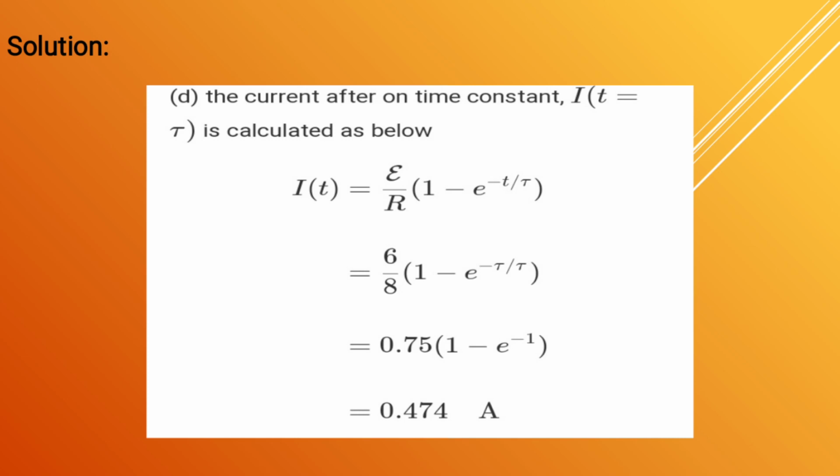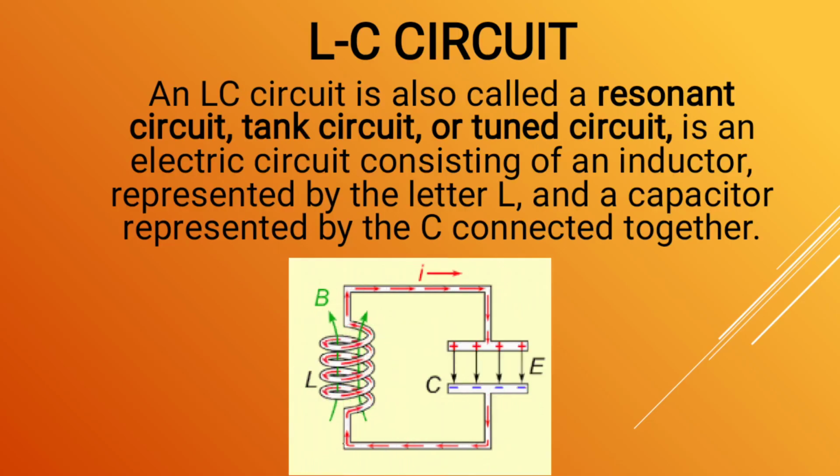Next is letter D. The current after one time constant, in the formula I of t with t equal to T, is calculated as below. So let's proceed to the LC circuit.